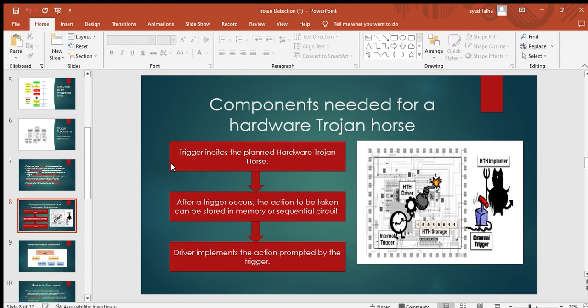So these are the components needed for a hardware Trojan. One of them is a driver, then a trigger, and a storage. The trigger incites the planned hardware Trojan horse. After a trigger occurs, the action can be stored in a memory or sequential circuit. The driver implements the action prompted by the trigger.